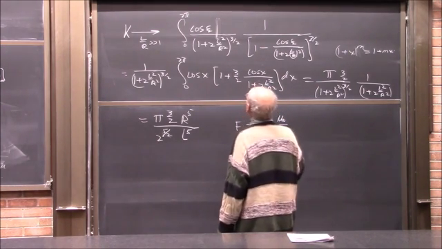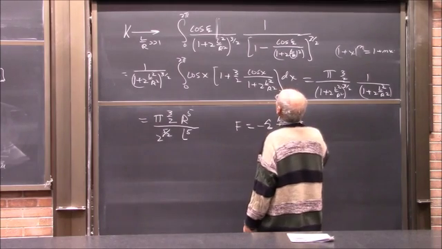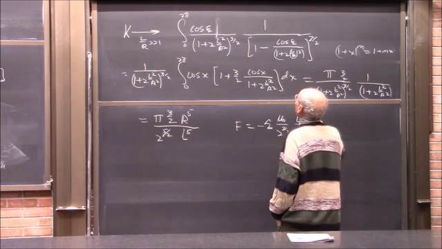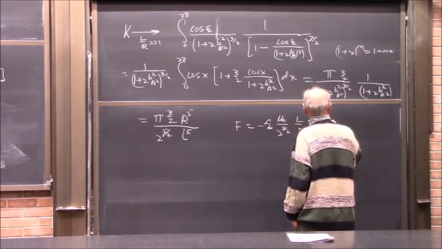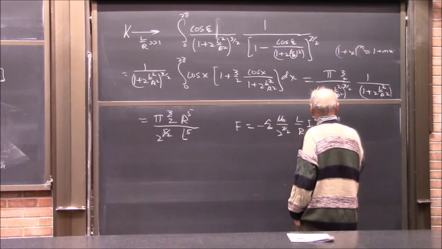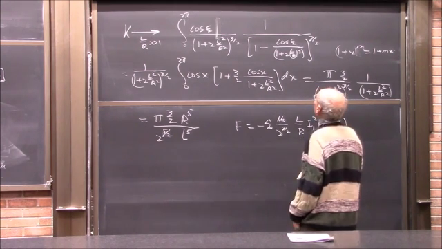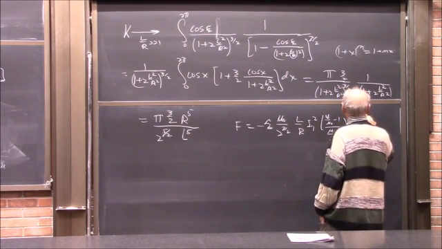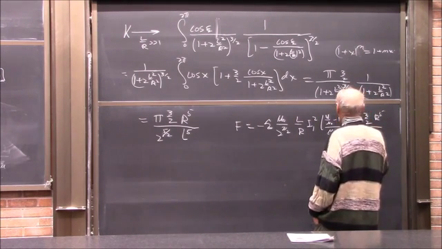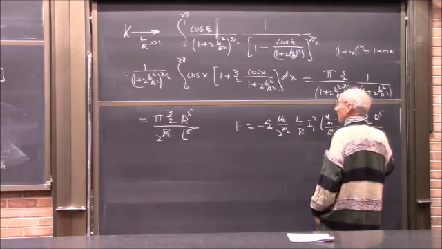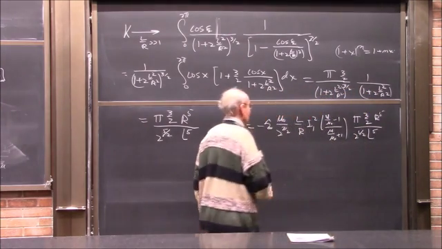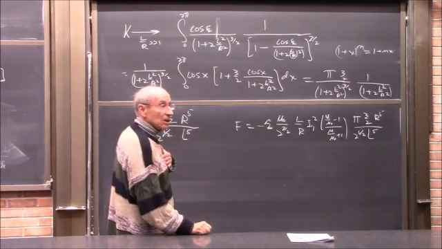So the final predicted result is that F should be minus z hat mu 0 2 to the 3 halves L over R times I1 squared, mu over mu 0 minus 1 over mu over mu 0 plus 1, times this thing, pi 3 halves R to the 5th over 2 to the 5 halves L to the 5th. Okay, so that's the predicted answer.